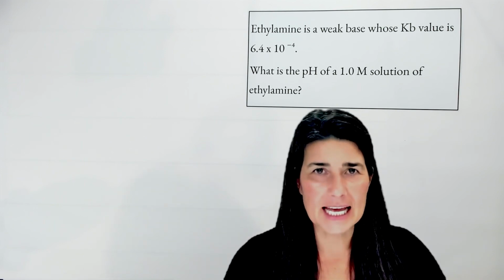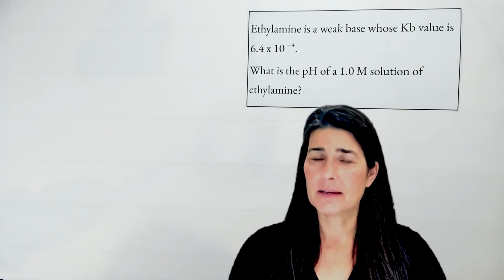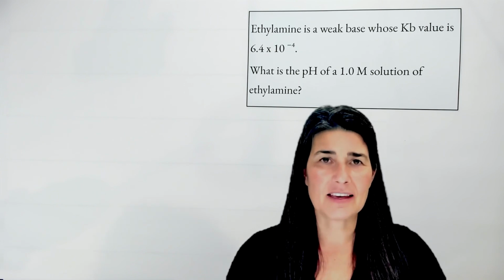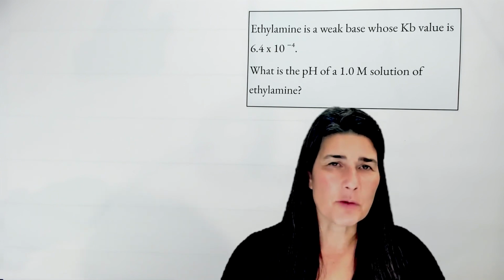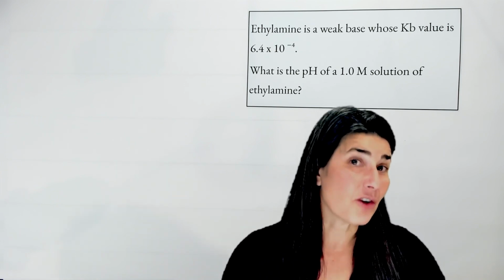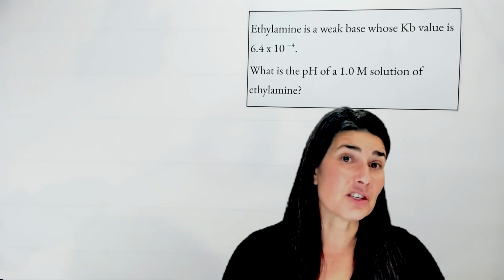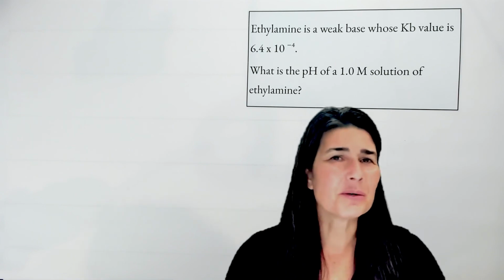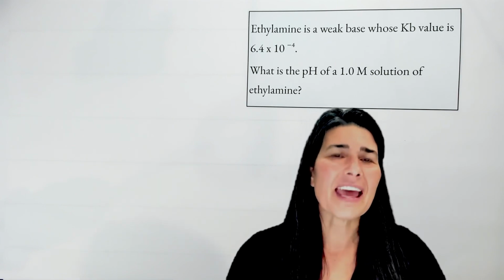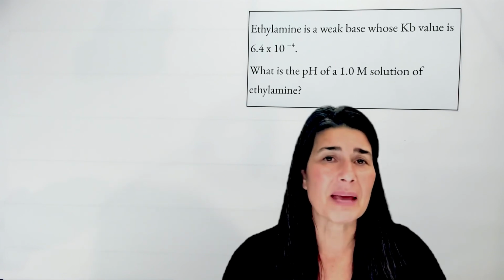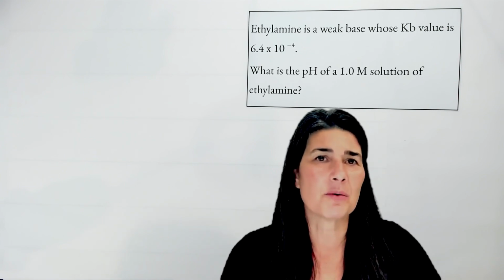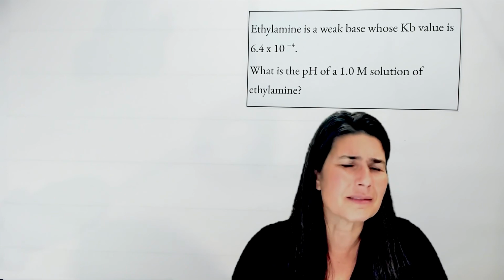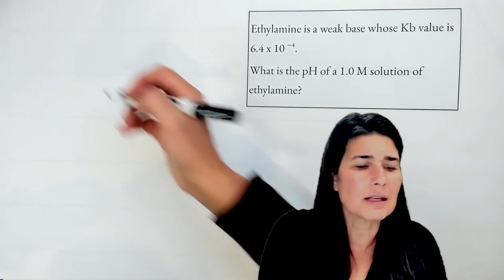Okay, plan of attack. We know we have a weak base. So the plan is put it in water, ICE it with a Kb. Now, they didn't give me the formula for ethylamine. I happen to know it. It's CH3CH2NH2. However, if you don't know what it is, it's okay to either just call it B for base, or B minus if you happen to know it's an ion. This time, I know ethylamine happens to be neutral. Doesn't matter really, but I'm just going to call it B.